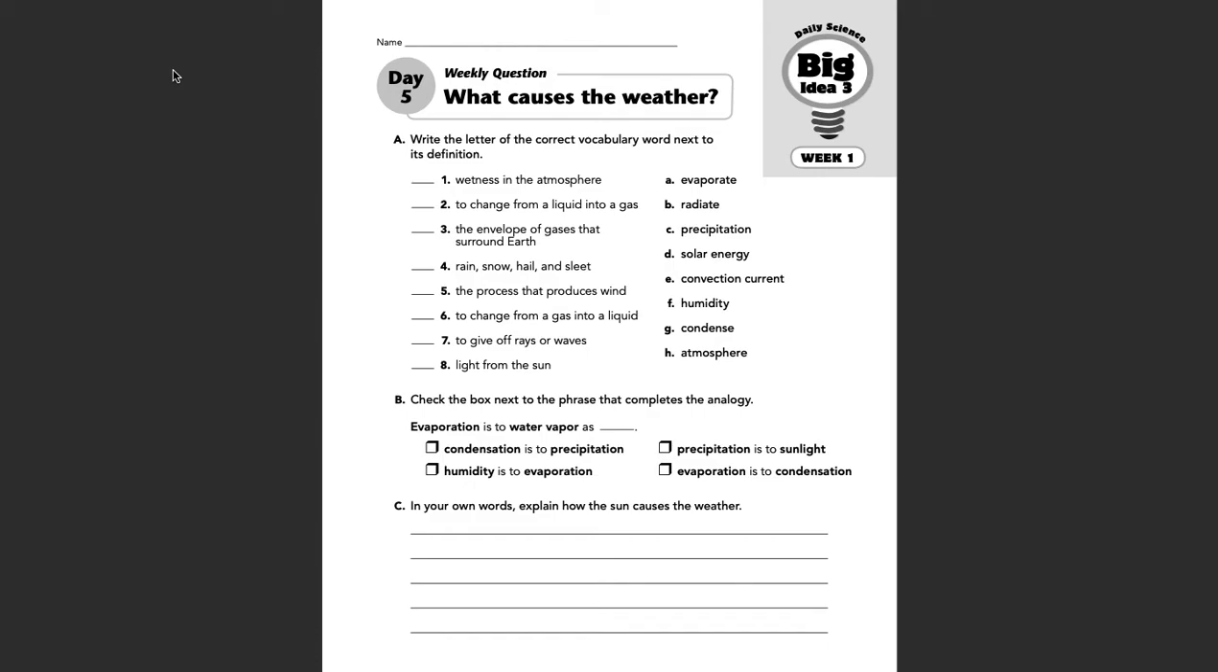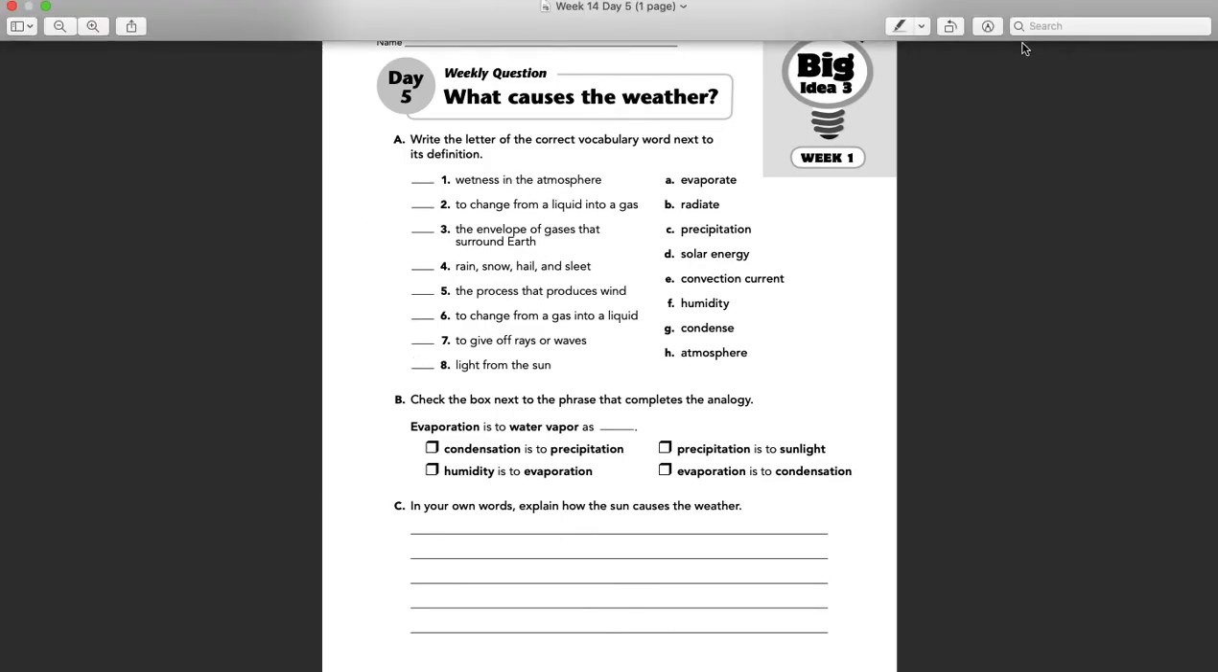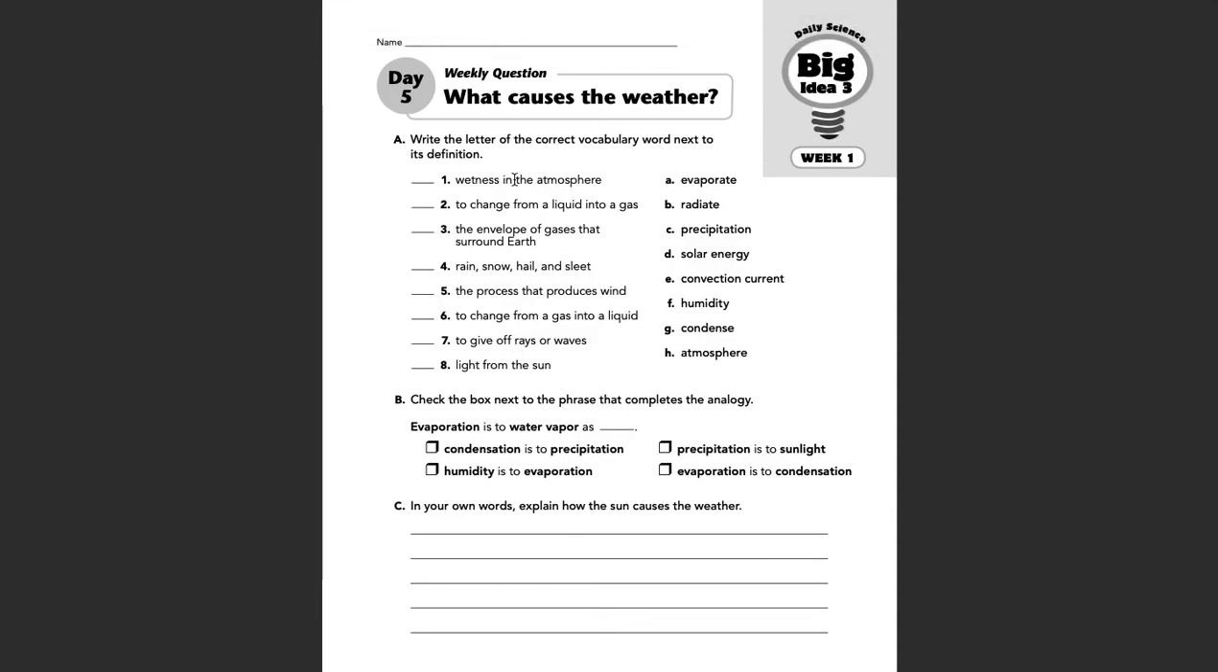With the theme of what causes the weather. Part A, we are writing the correct letter of the vocab word next to the definition. So this is pretty much a review of just the vocab words from the week. So we have number one, wetness in the atmosphere.